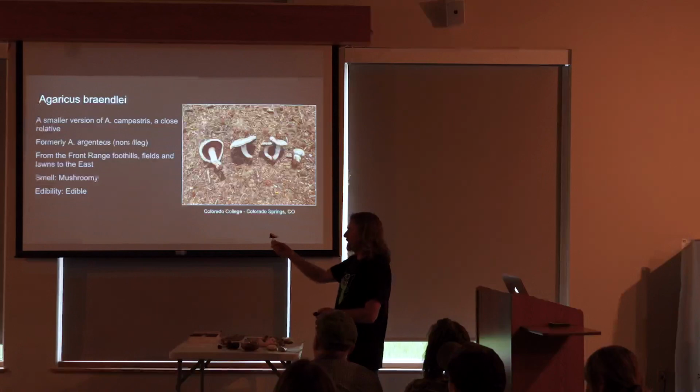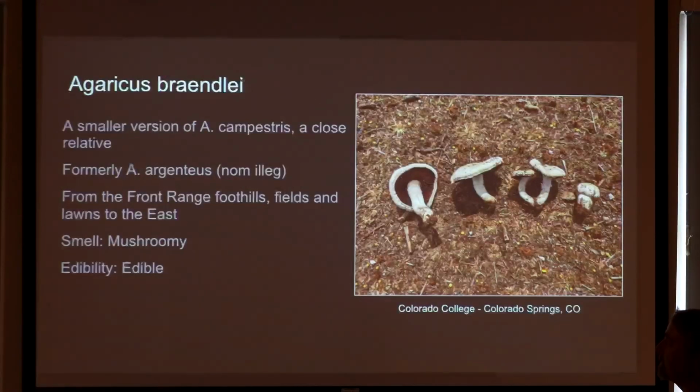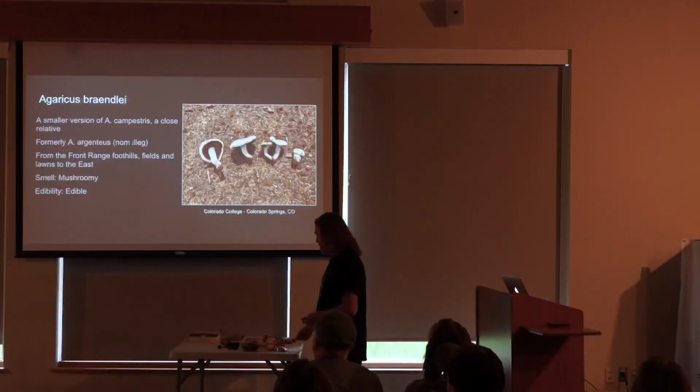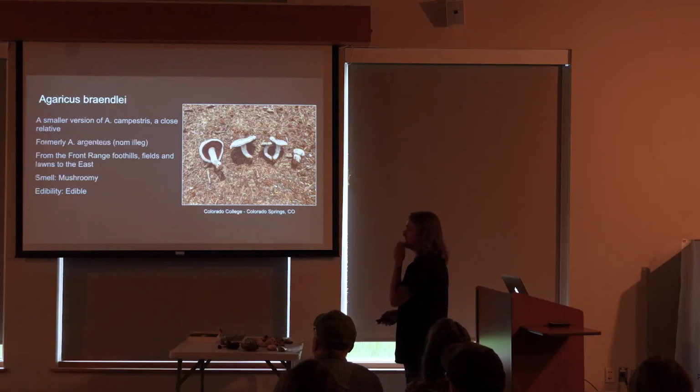This is Agaricus brandeli. If you look in older books, you'll see it called Argentius, but that's an illegitimate name, so the actual name is brandeli. It's named after mycologist Fred Brandel. Through DNA sequencing, we were able to figure that out. Before, we always called it Campestris, or Campestris group. It's all over our city. It's probably going to start popping up really soon.